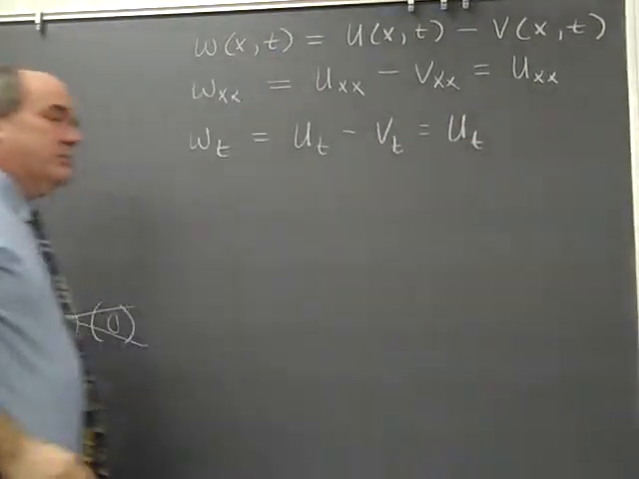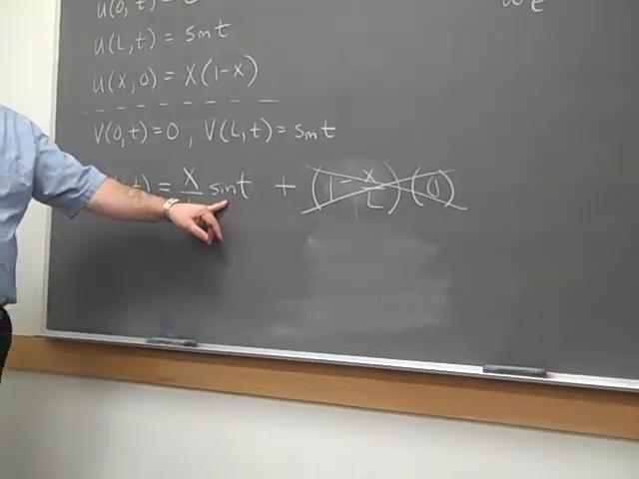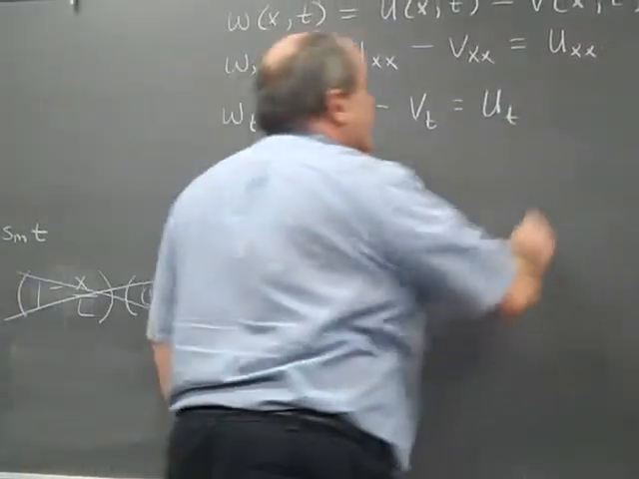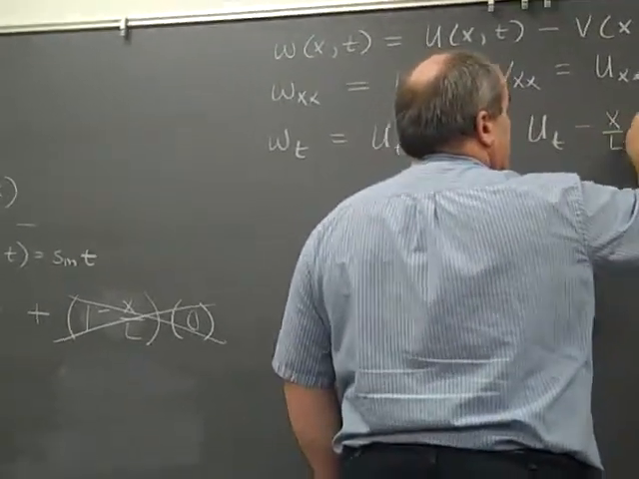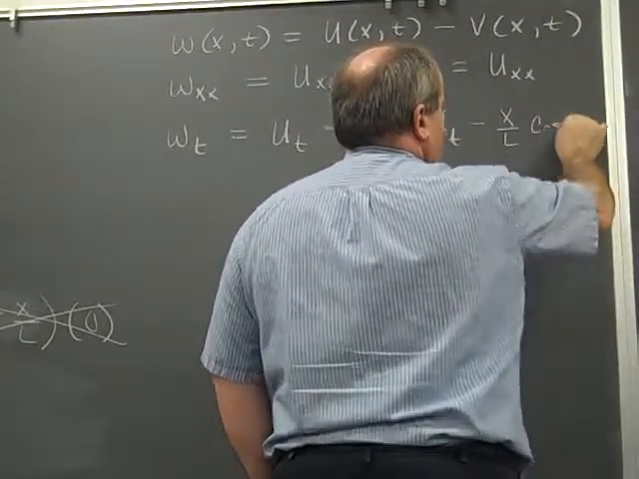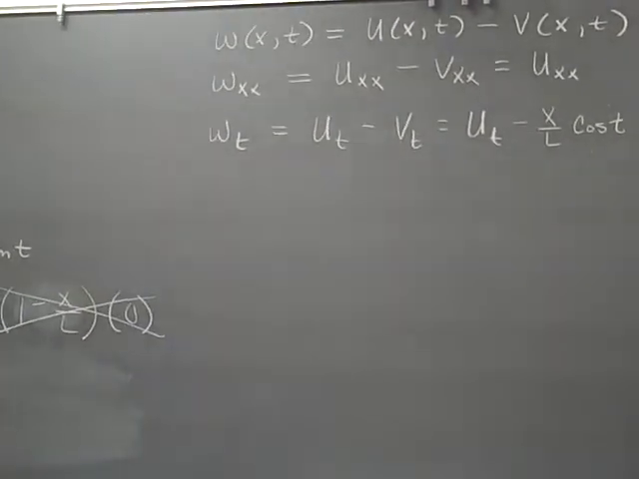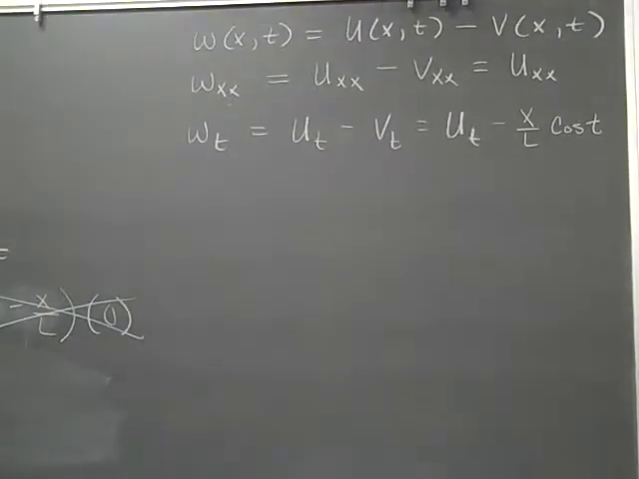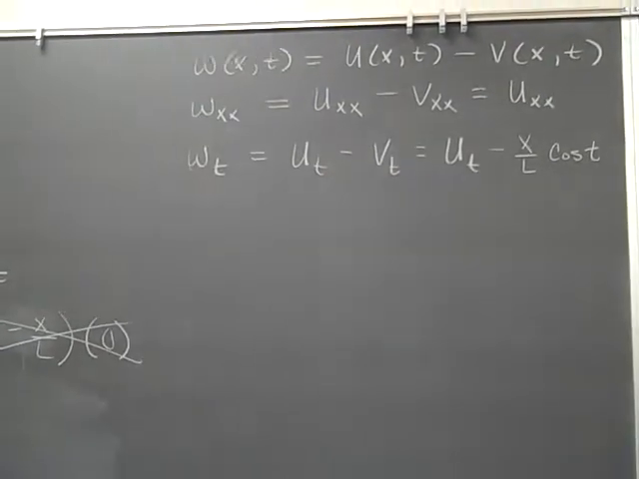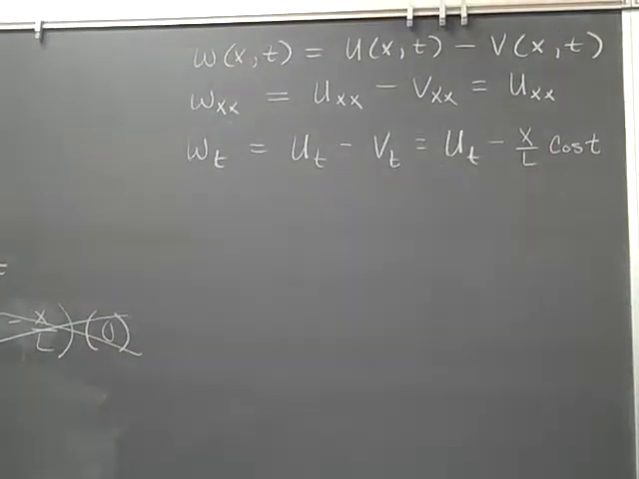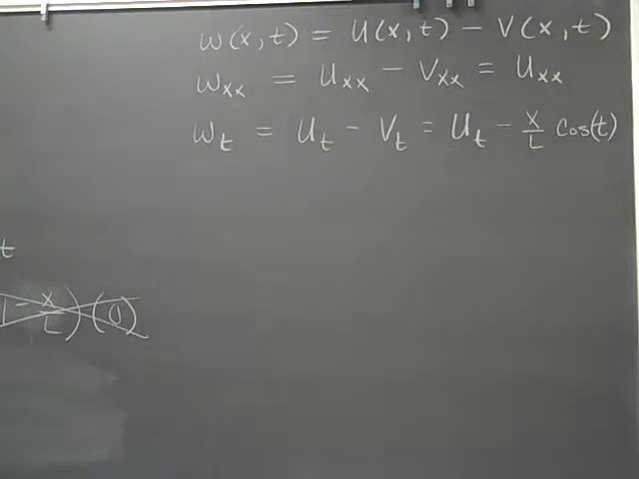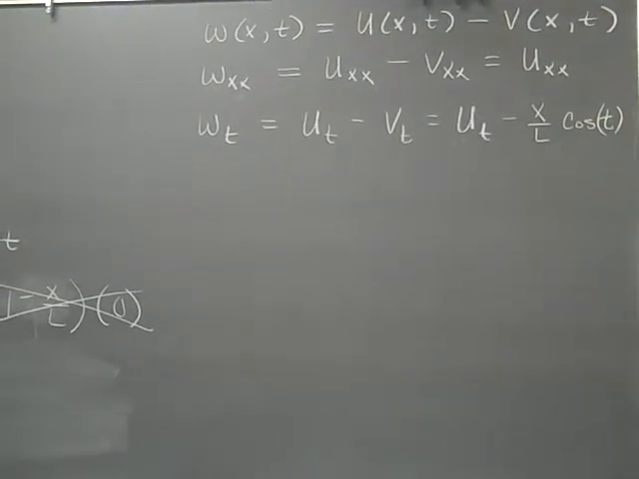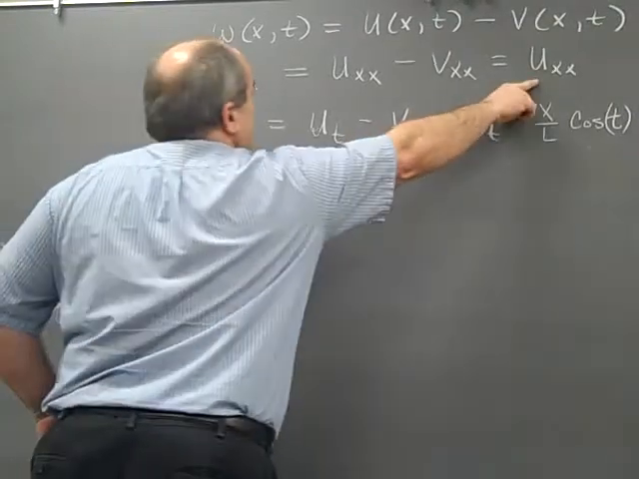U sub t, of course, we don't know. That's the whole purpose of the exercise, is trying to find that out. But V sub t is not 0. V sub t is equal to what? X cosine t, or negative x cosine t, so we'd add it. It's x cosine t. I have a hard time with negatives.